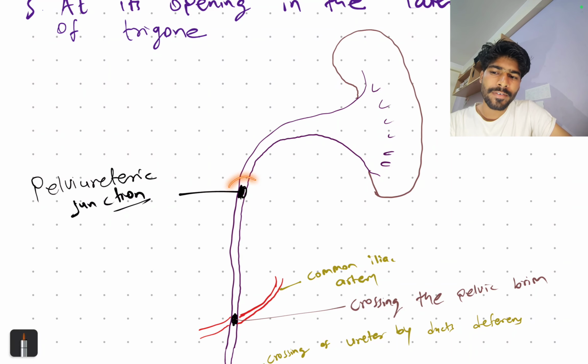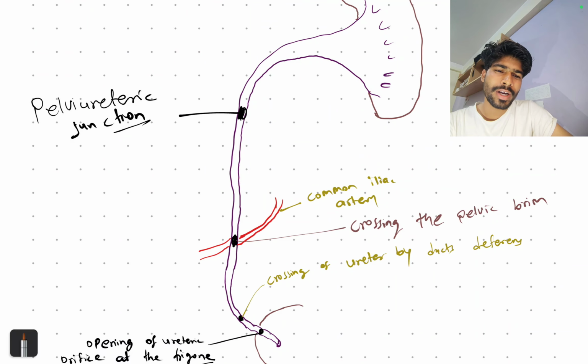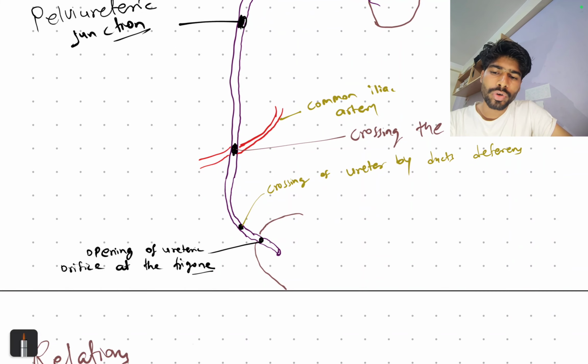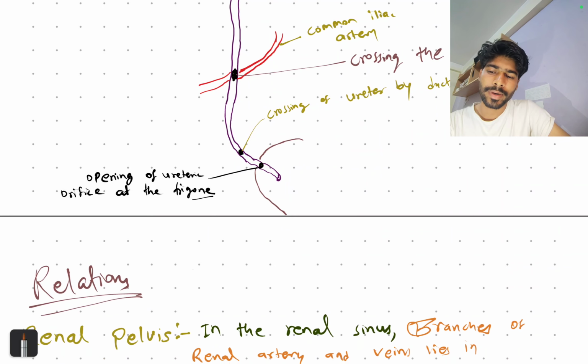First one is at the pelvic ureteric junction, second one is the point at which the common iliac artery crosses, and that point is called crossing the pelvic brim. Alright, then the third is the point at which the ureter is crossed by the ductus deferens, and the fourth point is the oblique passage in the bladder wall, and the fifth one is at the trigone. So these are the 5 constrictions in the ureter, and generally a stone gets lodged at these points while passing from the kidney to the urinary bladder.